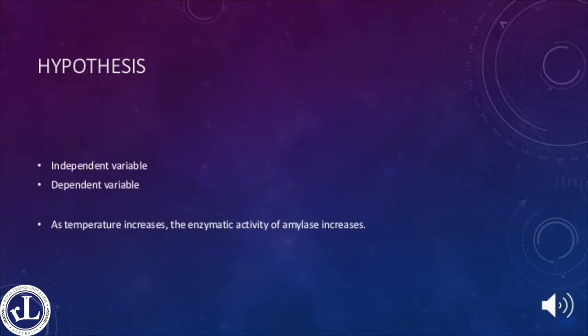In your hypothesis, you should include both the independent variable and the dependent variable. The independent variable in this case would be the temperature, while the dependent variable, the thing being measured, is the enzymatic activity of amylase. So the complete hypothesis would be, as temperature increases, the enzymatic activity of amylase increases. In this hypothesis, we're showing a trend.